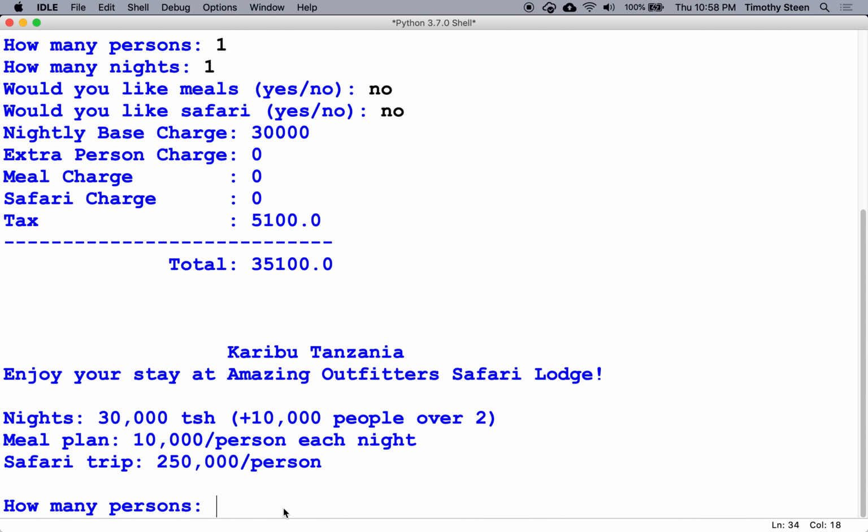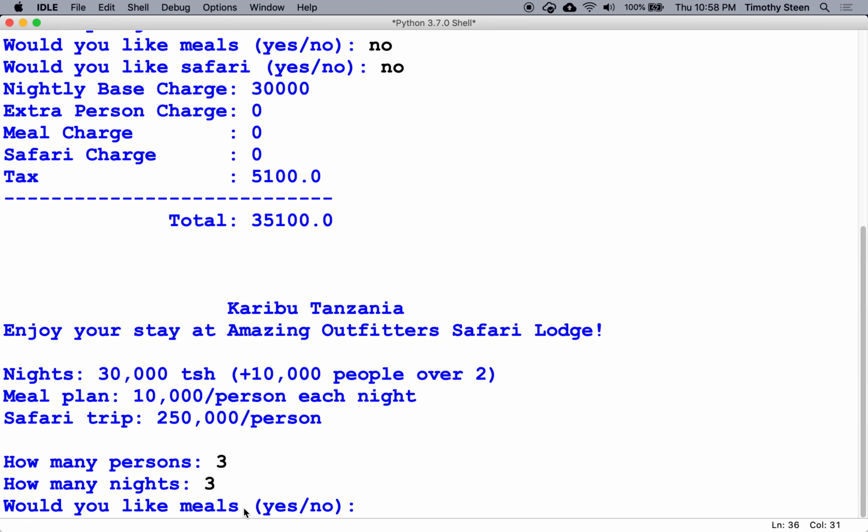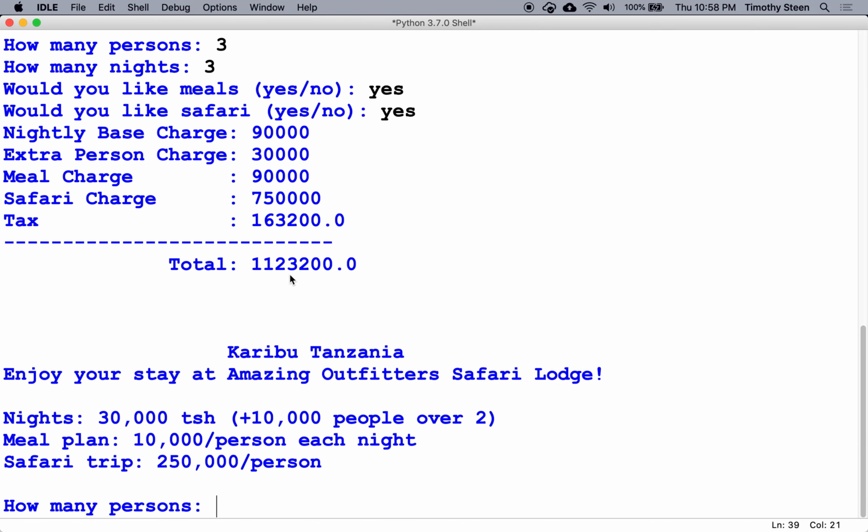Now let's do a little bit more complicated one where we'll have 3 people stay the night, which means we have to get charged a little bit extra. We'll stay for 3 nights. Yes, we would like meals. Yes, we would like a safari. And we get these prices.